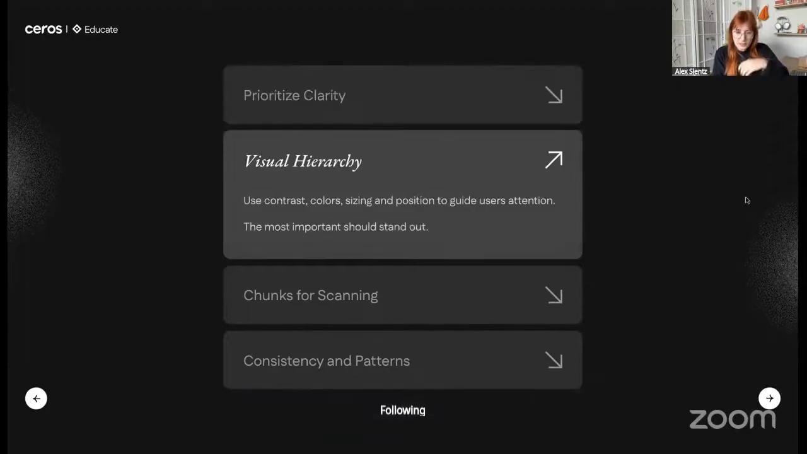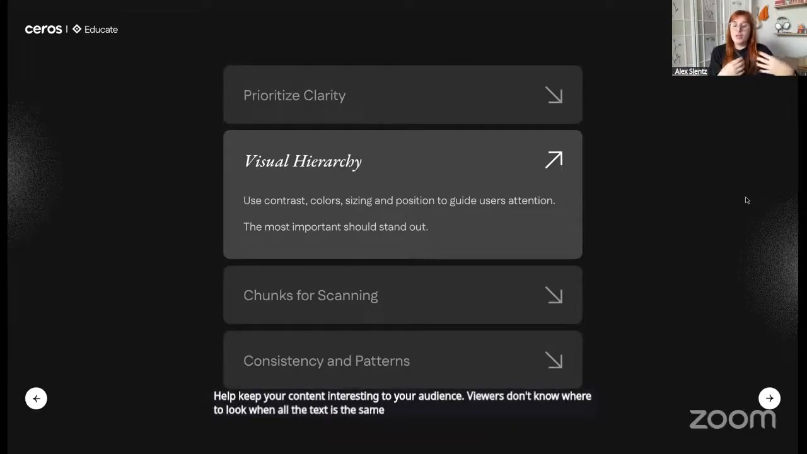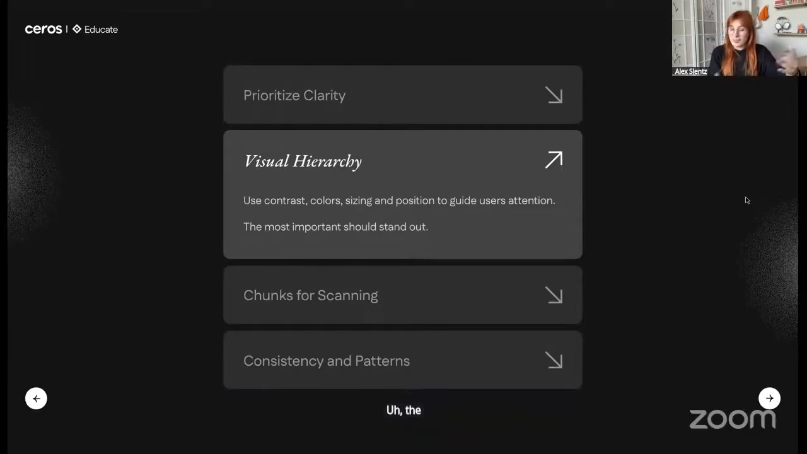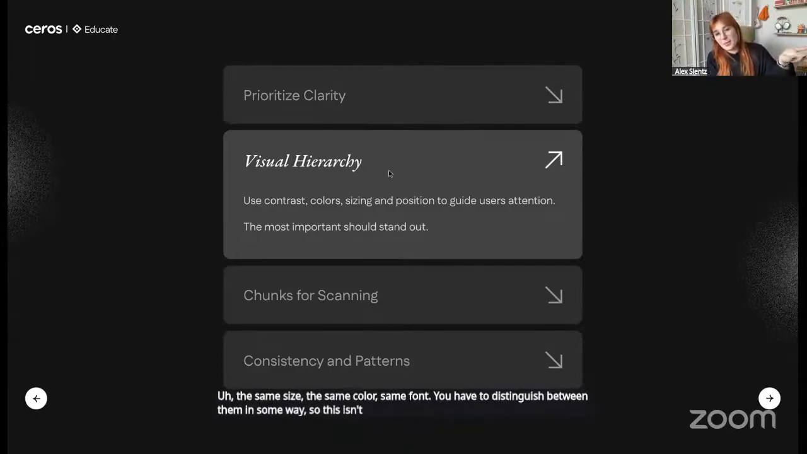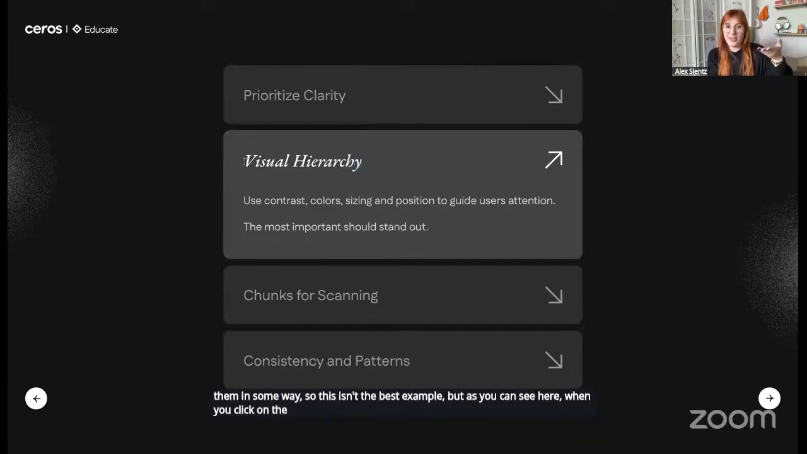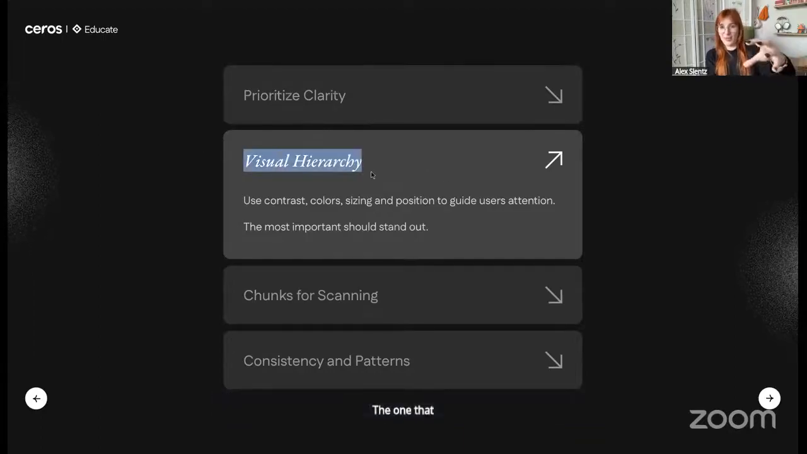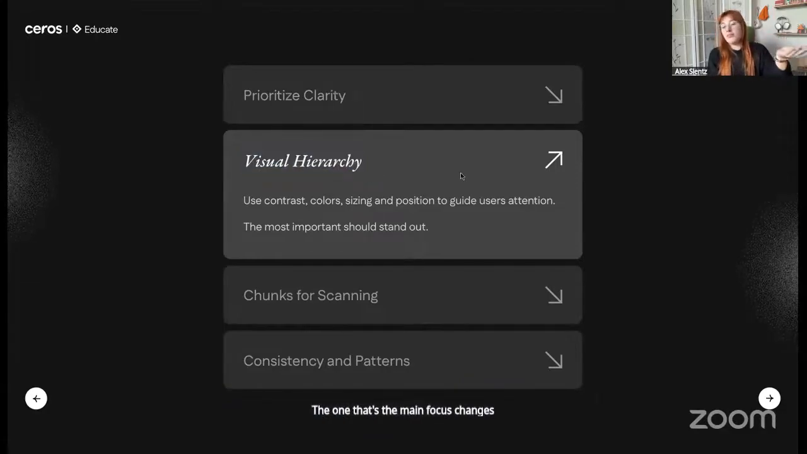Following clarity, we talked about this before, but visual hierarchies can really help keep your content interesting to your audience. Viewers don't know where to look when all the text is the same size, the same color, same font. You have to distinguish between them in some way. So this isn't the best example, but as you can see here, when you click on the accordion, the one that's the main focus changes the font. That's a very minute way of showing visual hierarchy.